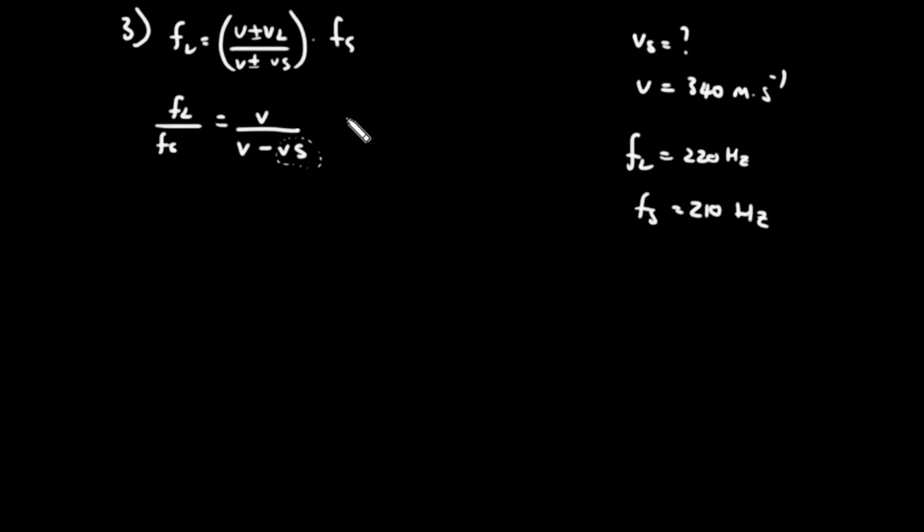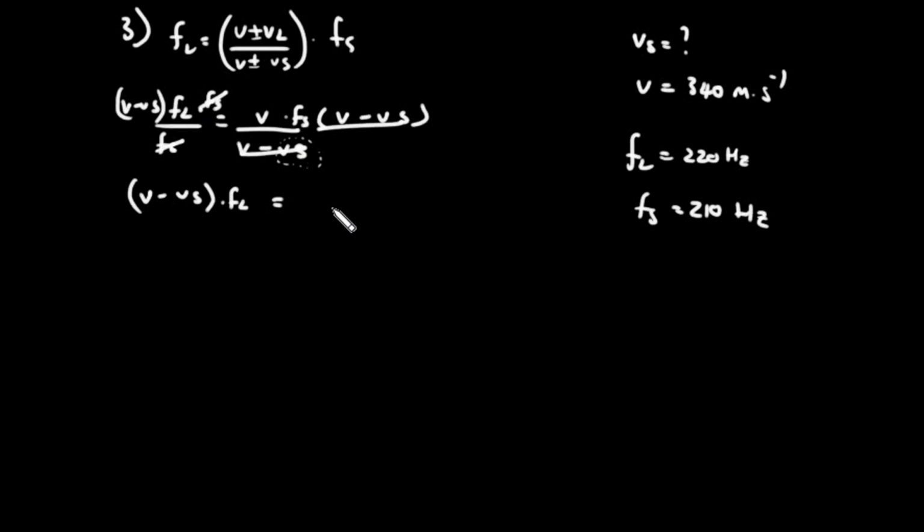On this side, we're going to multiply by V minus Vs to get rid of this fraction, and then we're going to multiply it on this side as well. Then we're going to multiply by Fs on this side to cancel the fraction, and multiply the other side by Fs as well. So (V minus Vs) times FL equals V times Fs.